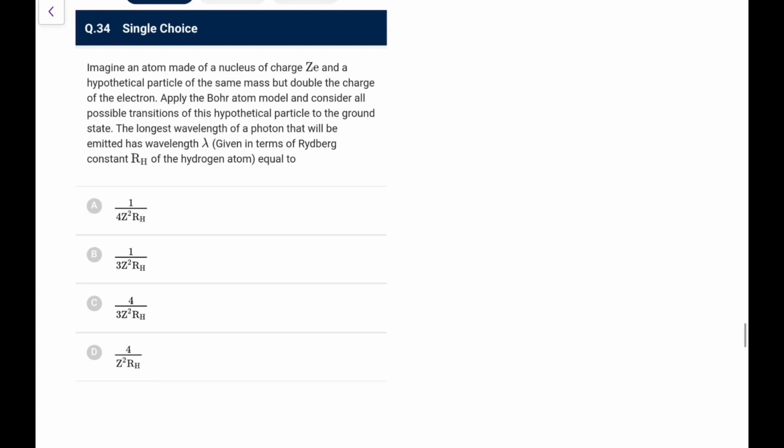Next one. Imagine an atom made of a nucleus of charge Z and a hypothetical particle of the same mass but double the charge of the electron. Apply the same Bohr model and consider all possible transitions of that hypothetical particle to the ground state. The longest wavelength of the photon that will be emitted has a wavelength lambda given in terms of the Rydberg constant RH of the hydrogen atom.